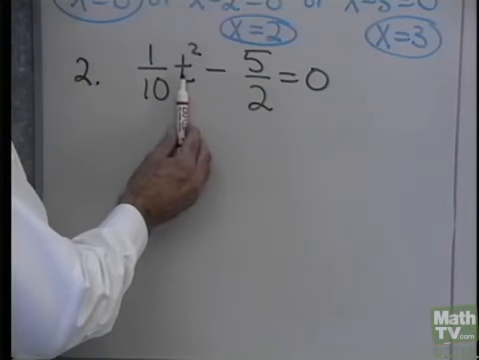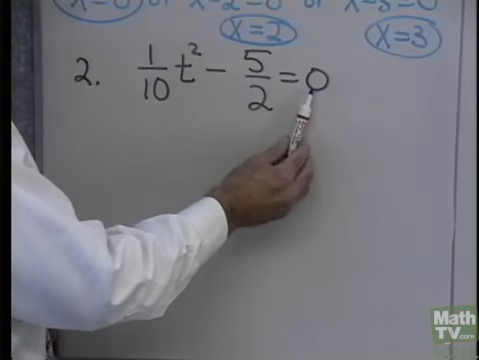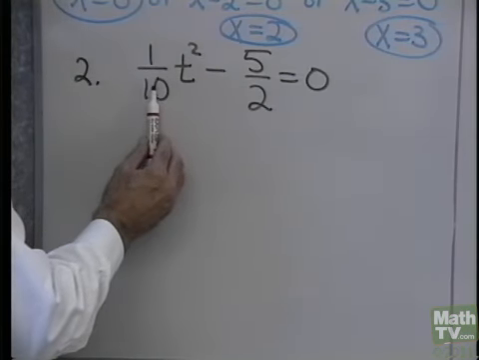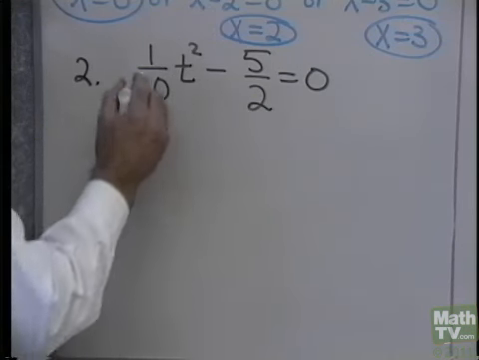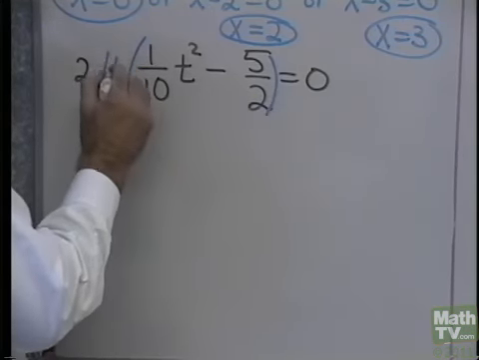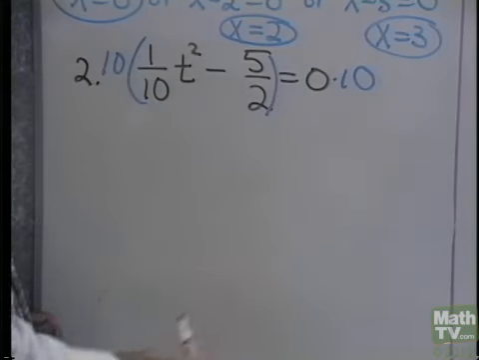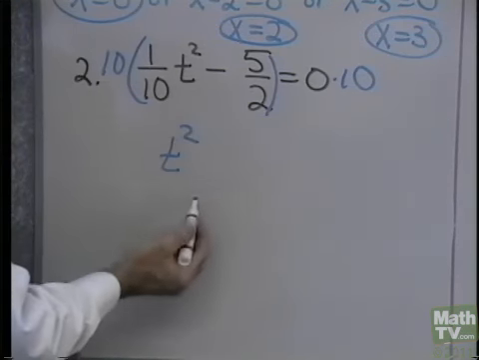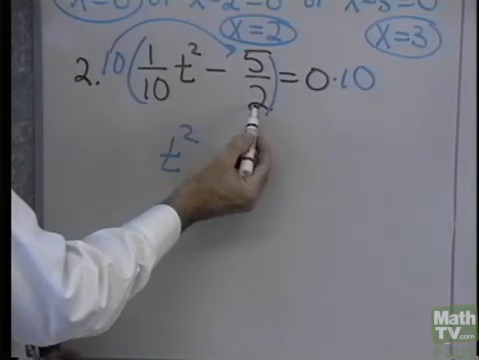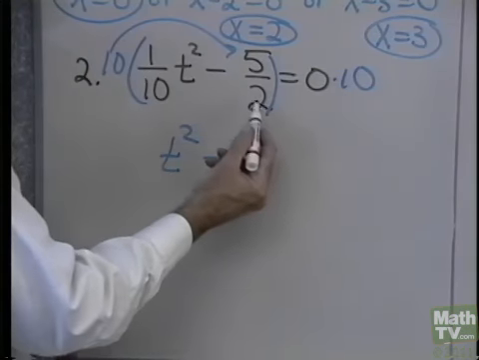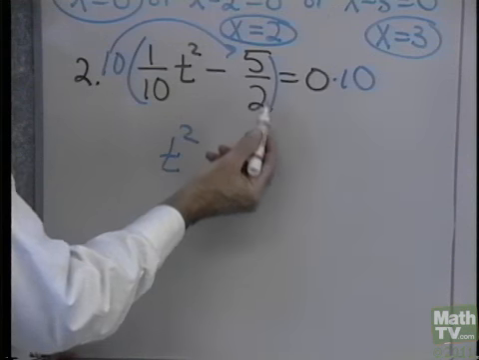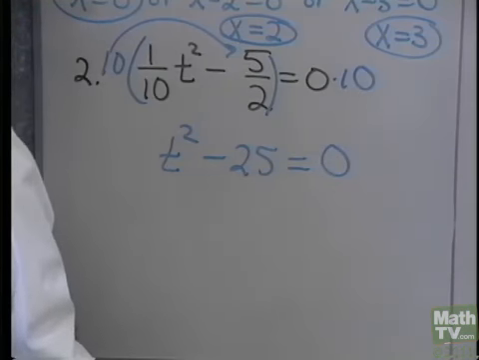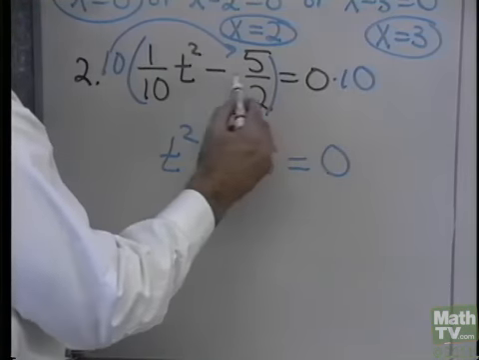Problem 2, I have 1/10 t squared minus 5 halves is equal to 0. Well, I'm not sure how to factor this, and these fractions make it a little confusing. So what I'm going to do is multiply both sides of this by 10 to remove the fractions. 10 times 1/10 t squared is simply t squared. 10 times 5 halves will be 25, because 2 divides into 10 5 times, 5 gives me 25. And on the right side, 10 times 0 is still 0. So this stays in standard form when I multiply both sides by 10.